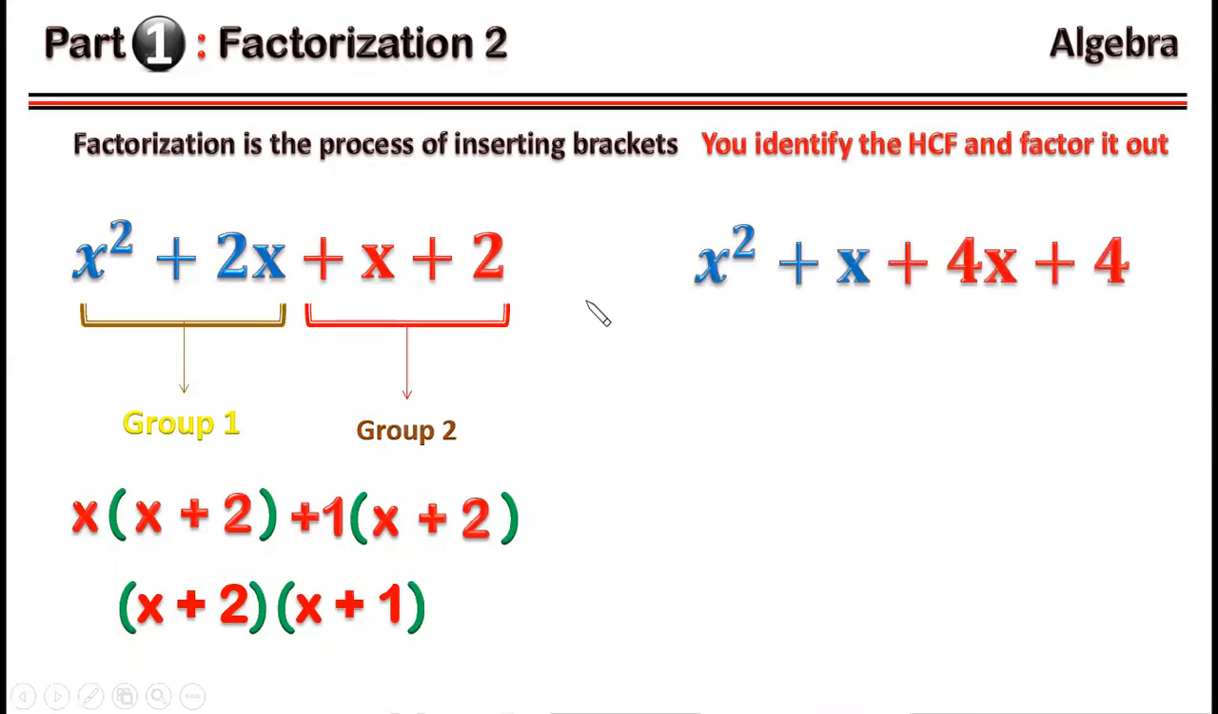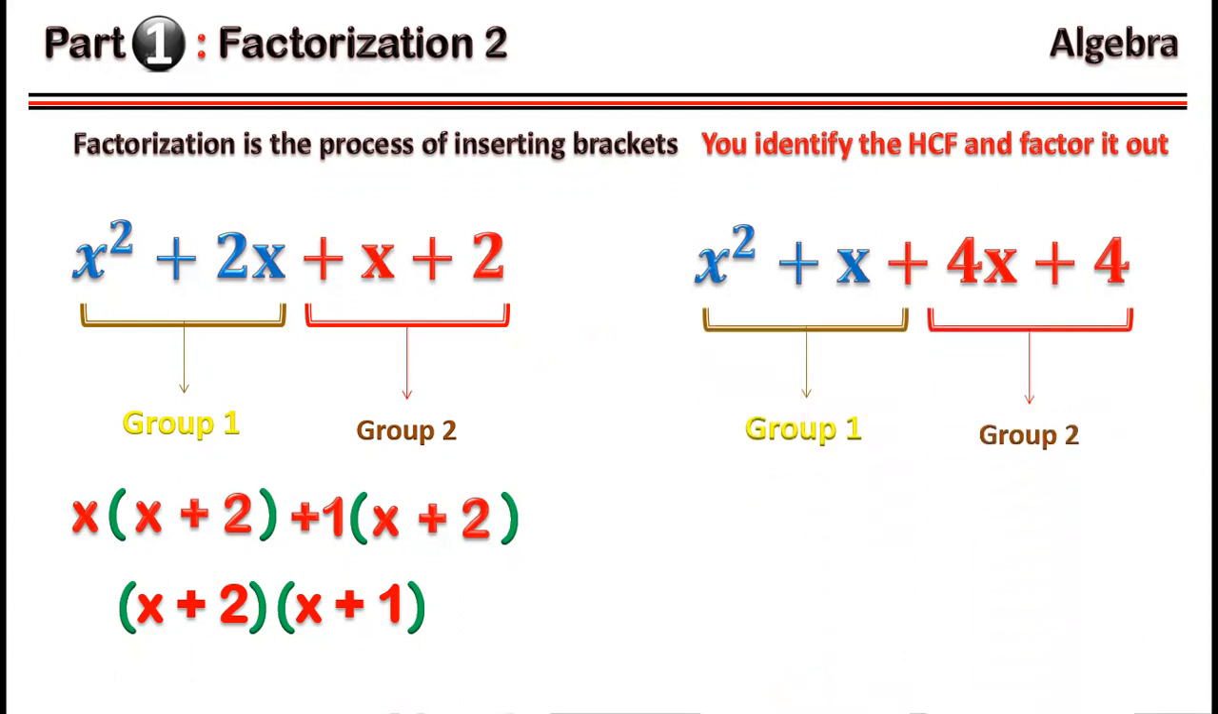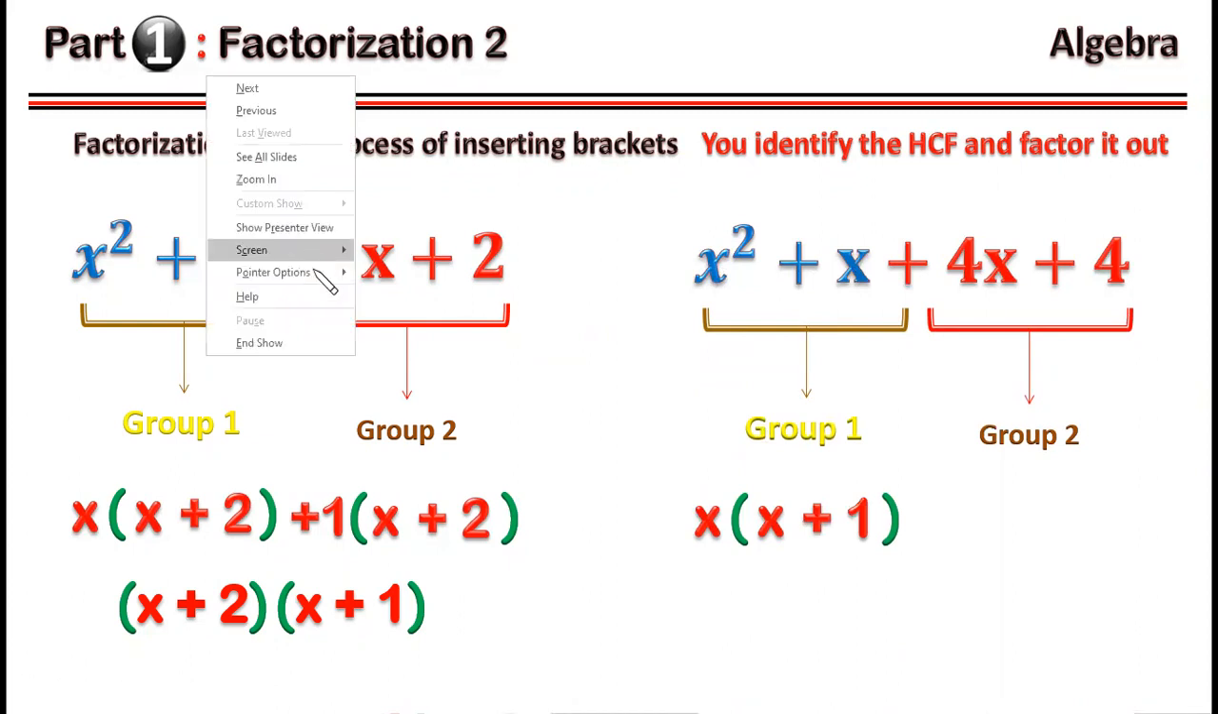So let's take this other example. We have x squared plus x plus 4x plus 4. So we group into 2s. This is group 1, and let's call this other group 2. With the first group, the highest common factor is x. So x squared divided by this x will give us x, and plus x divided by this x outside will give us plus 1, right? The next group, we have plus 4x plus 4.